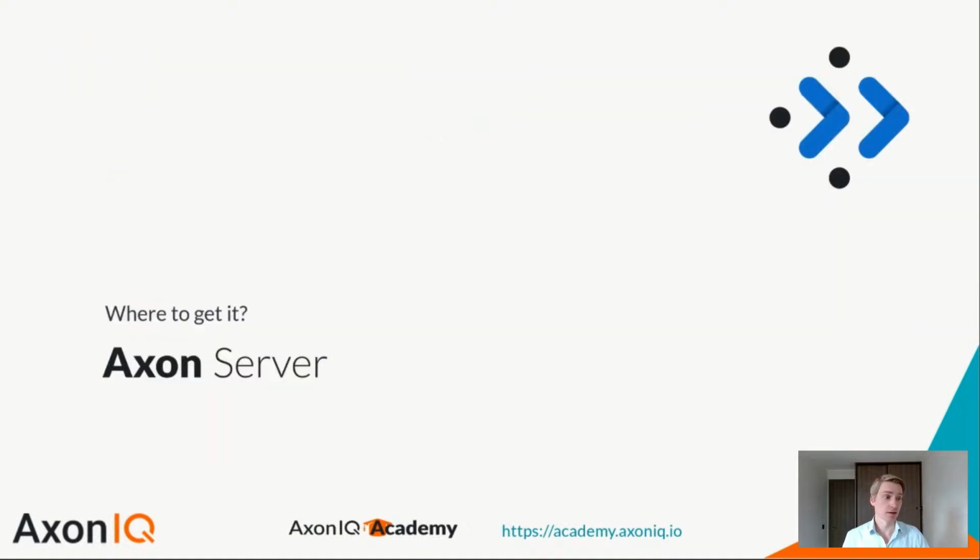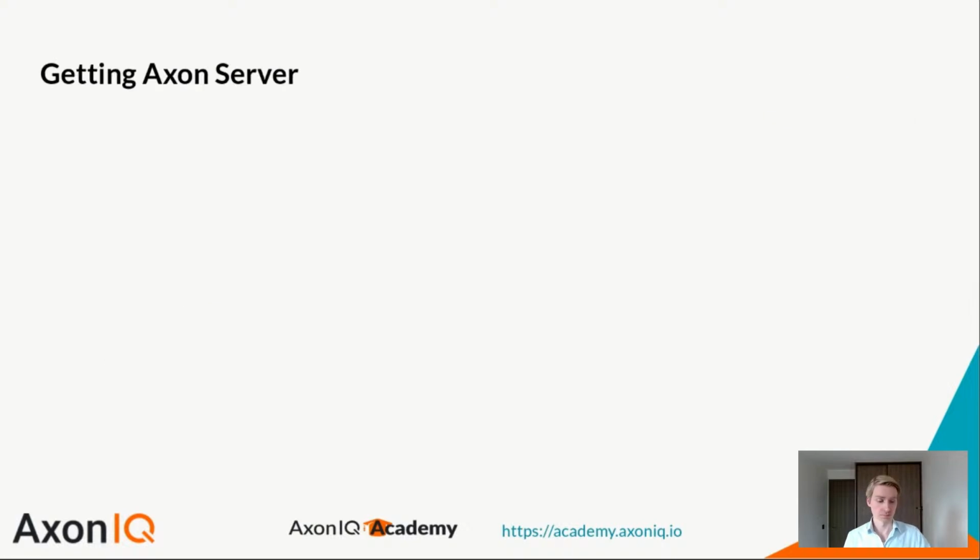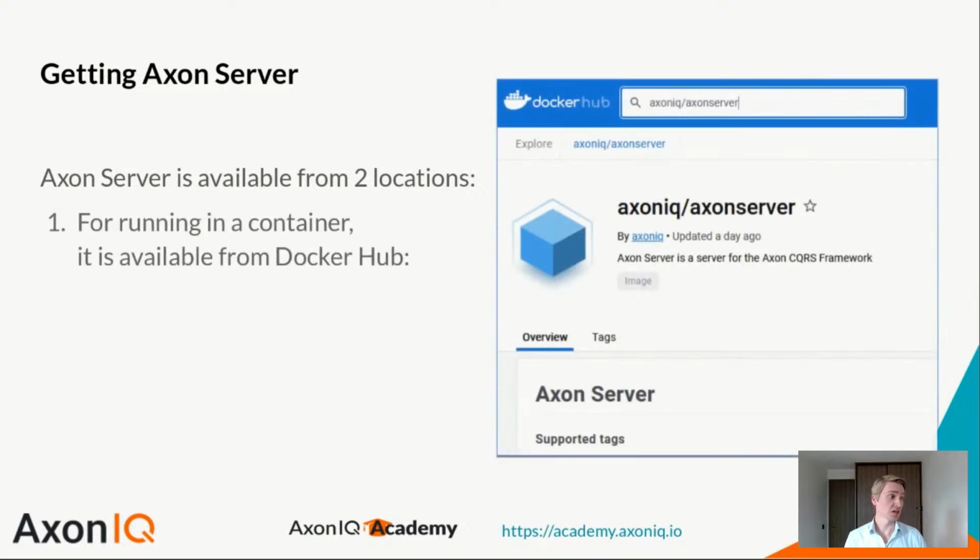Now, with that, I hope I have piqued your interest. If so, you may want to get started and just give it a shot. How would you do that? Well, there are actually 2 ways to get Axon Server. The first one is just a Docker container. It is available on Docker Hub, axoniq/axonserver. There you can just get the latest version or a very specific version of Axon Server if you want to.